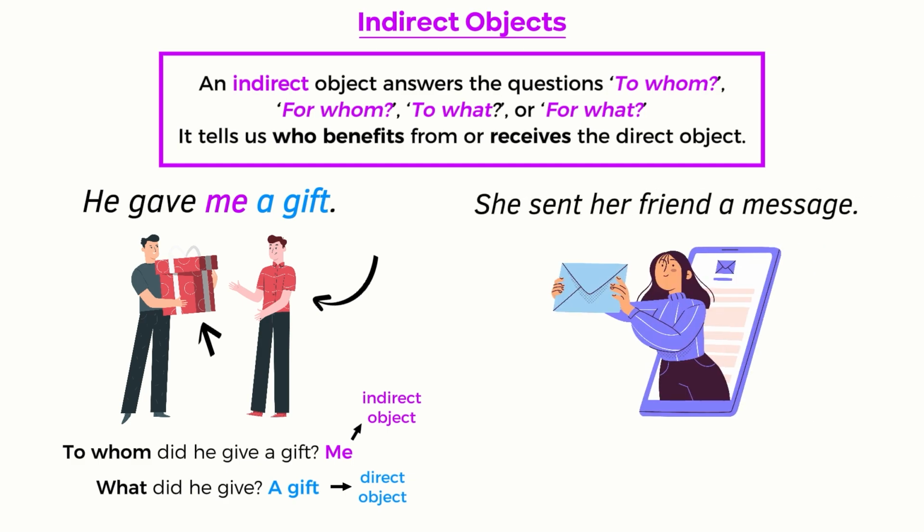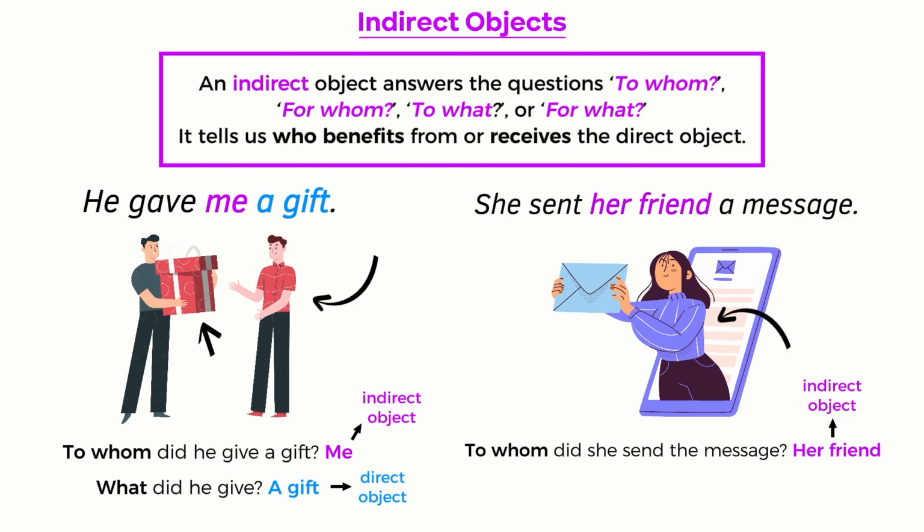She sent her friend a message. To whom did she send the message? Her friend, indirect object. And now let's find a direct object. What did she send? A message, direct object.